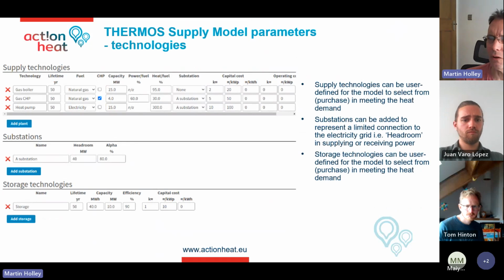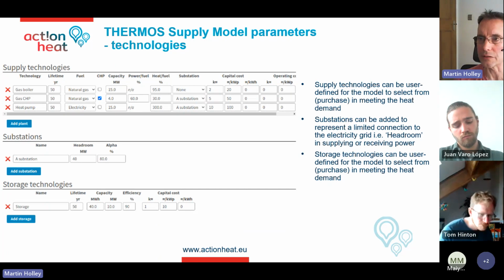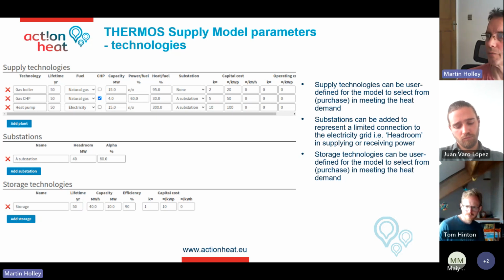In terms of technologies, this is again where the user can start to define these and specify a whole range of parameters there. And the model will then select from these and decide which ones are most advantageous to purchase heat from in the whole optimization process.